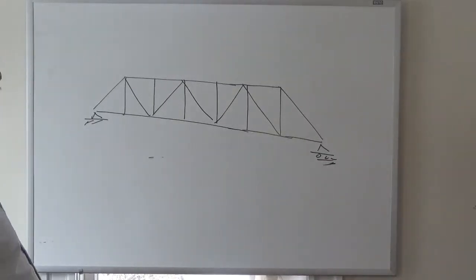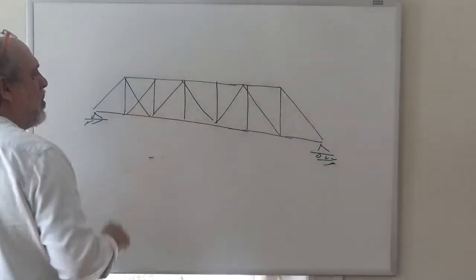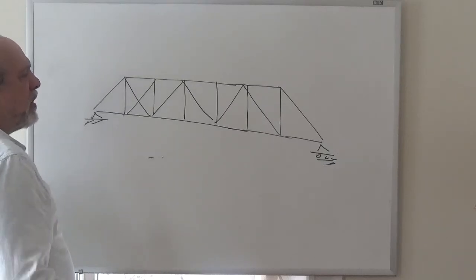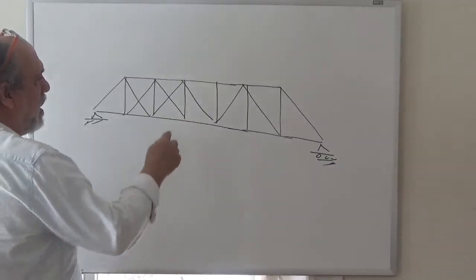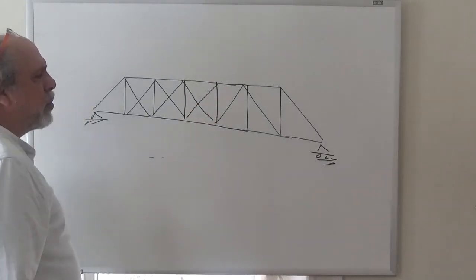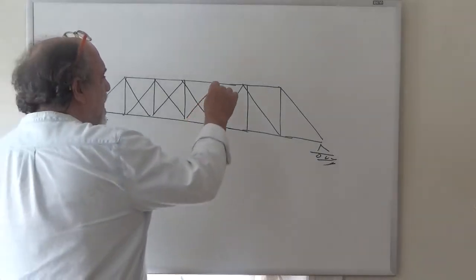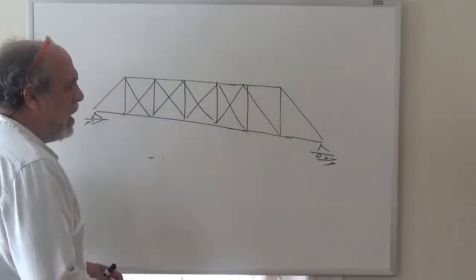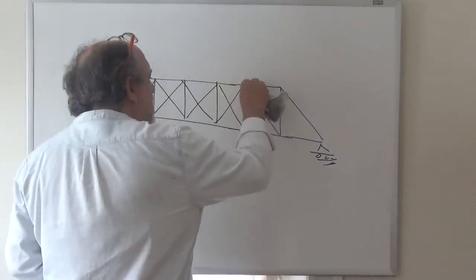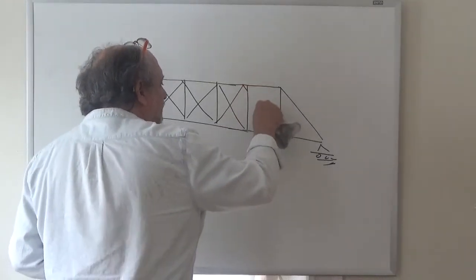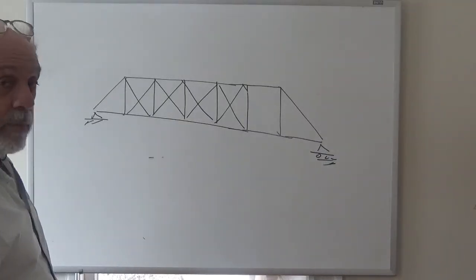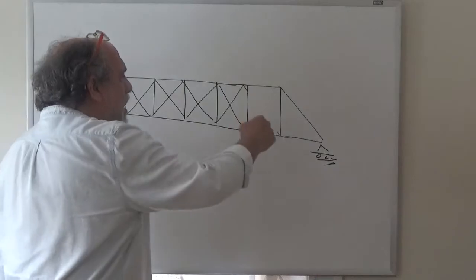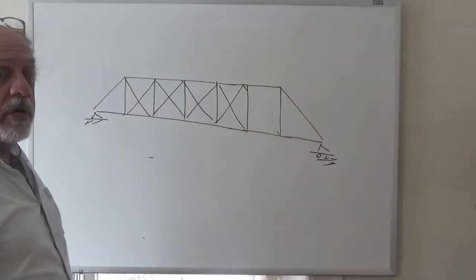You're going to find that the structure is determinate and all is good. If you go like this, the count's going to show indeterminate to the first degree. If you go like this, now it's indeterminate to the second degree. If you go like this, now it's indeterminate to the third degree. If you go like this, now it's indeterminate to the fourth degree. Now if you go like this, it may look like it's indeterminate to the third degree, but it's actually unstable, right? Because that panel does not have the ability to transfer shear across.